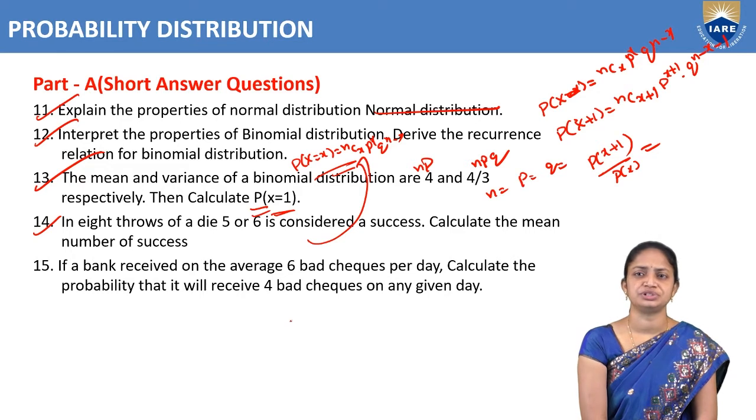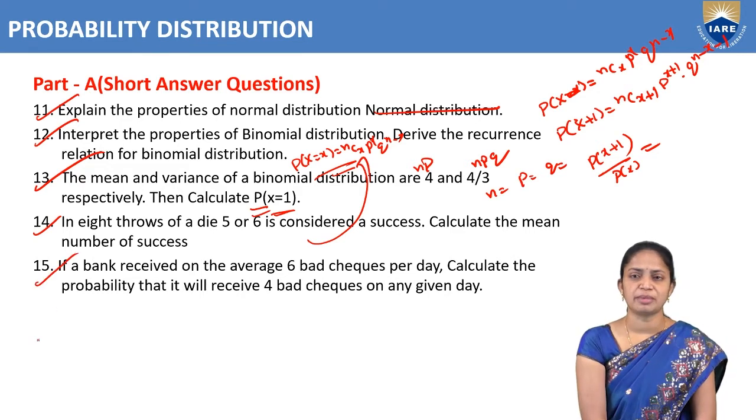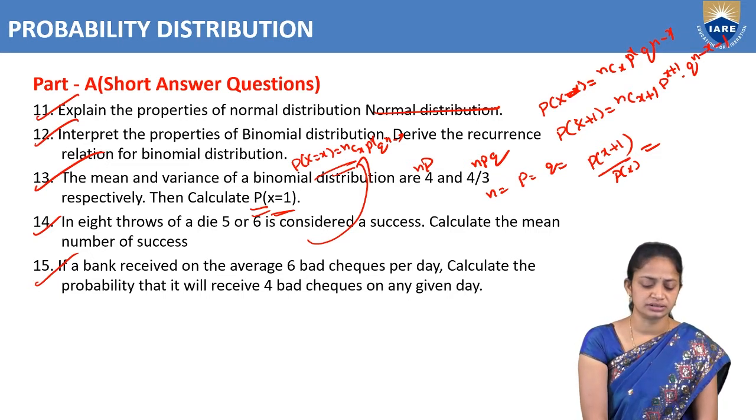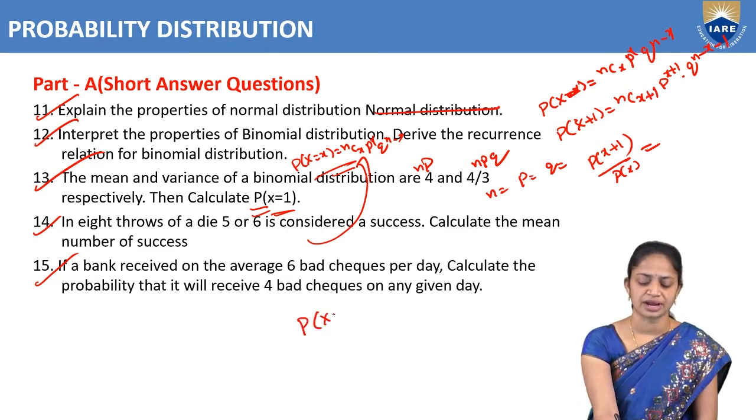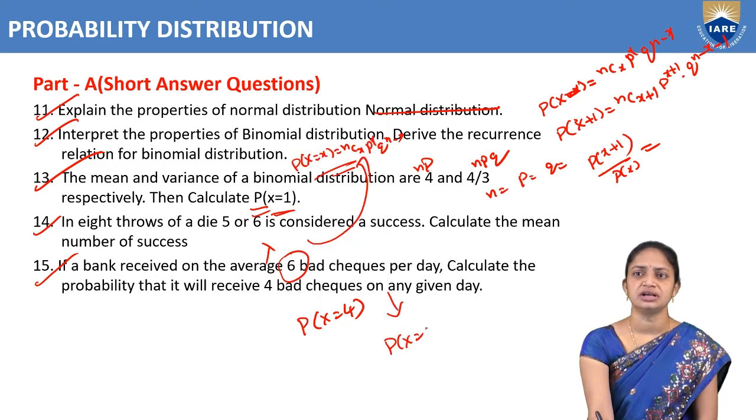If the bank receives an average of 6 bad checks per day, calculate the probability that it will receive 4 bad checks on any day. So we need to find P of x equal to 4. Here they have given the lambda value, so we just have to go through the Poisson distribution formula. The Poisson distribution formula is P of x equal to e power minus lambda, lambda power x by x factorial.